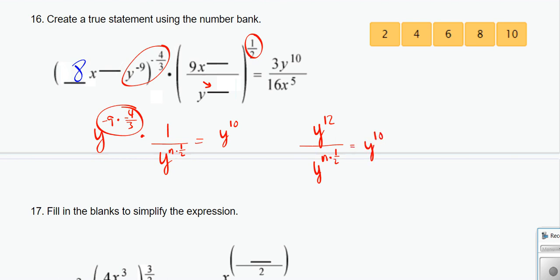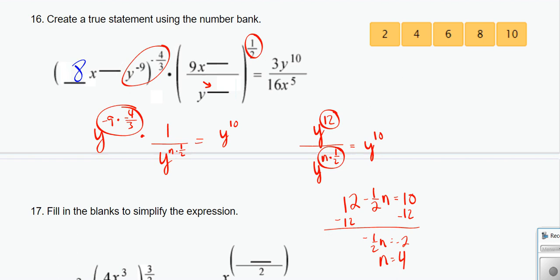Well, how are we going to combine those two powers with the same base that are being divided? We're going to subtract the exponents. So when I subtract 12 minus 1/2 of n, I need to get 10. Okay. You can maybe do that intuitively, but that's just a linear equation. So we get negative 1/2 n is equal to negative 2, multiply by negative 2, and you get n equals 4.